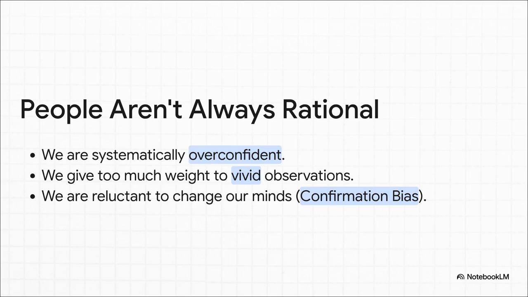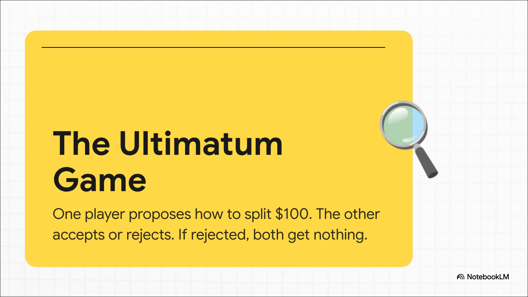We are systematically irrational and in very predictable ways. We are almost always overconfident in our own abilities. We get swayed way too easily by one dramatic story instead of tons of data. And, oh yeah, we have serious confirmation bias. We love to find evidence that proves what we already believe. And honestly, nothing shows this better than a simple little experiment called the ultimatum game.